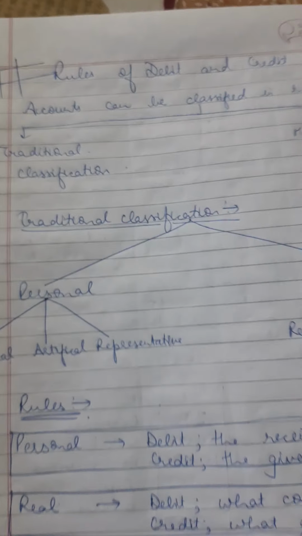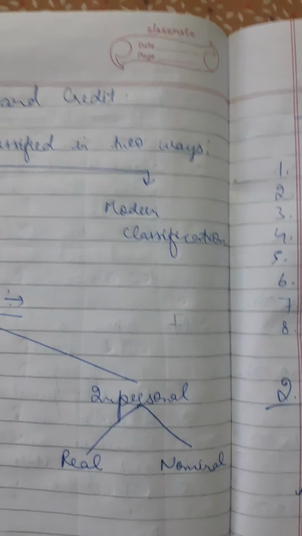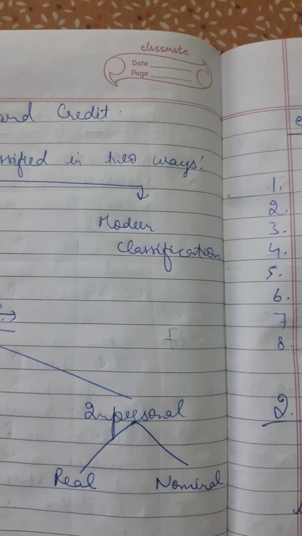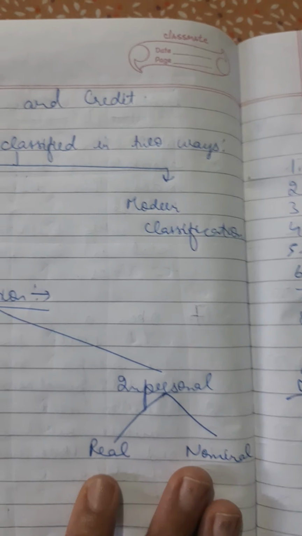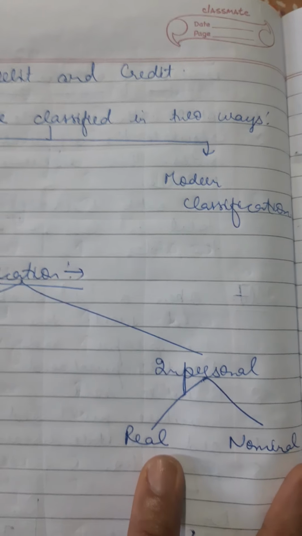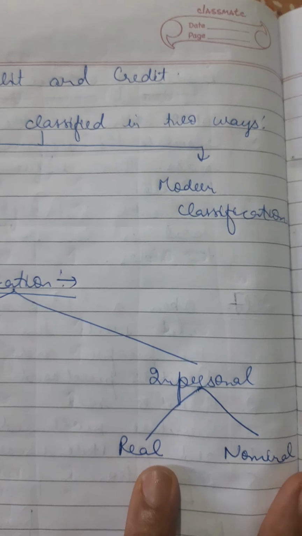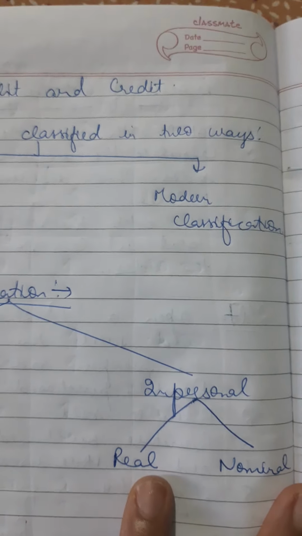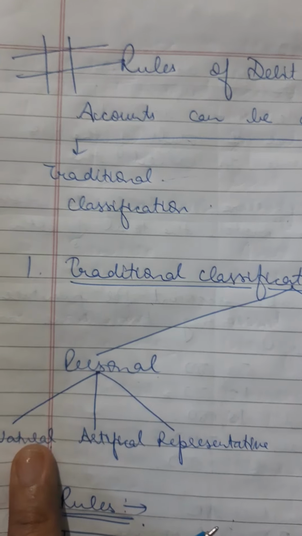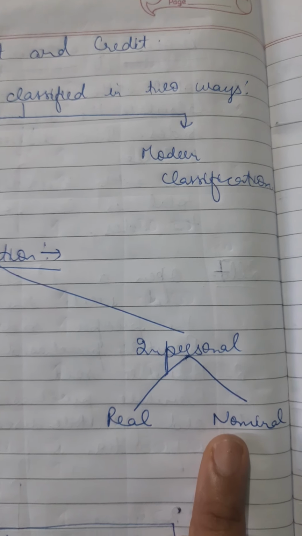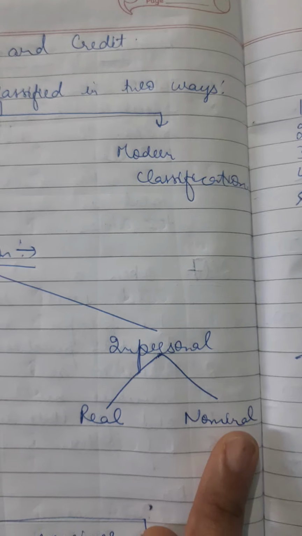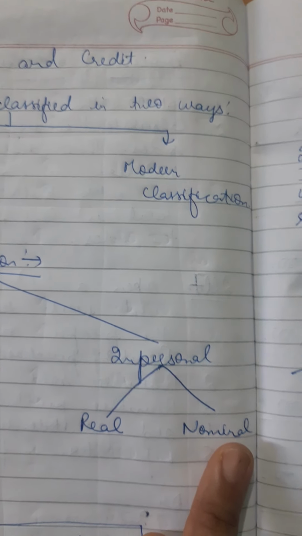Next we have impersonal accounts. Under impersonal, we can subdivide these accounts into real and nominal accounts. Real accounts are those accounts which relate to assets, tangible or intangible, excluding debtors, because debtors will come under personal accounts. Then we have nominal accounts. Nominal accounts relate to expenses, losses, incomes and gains.